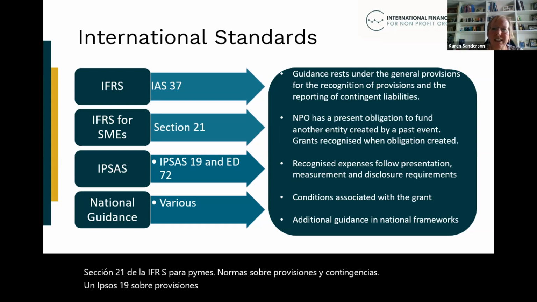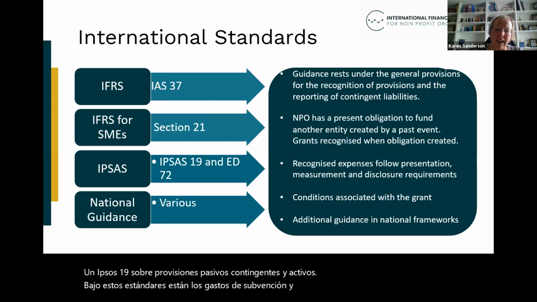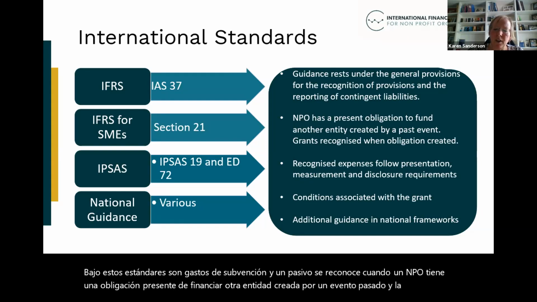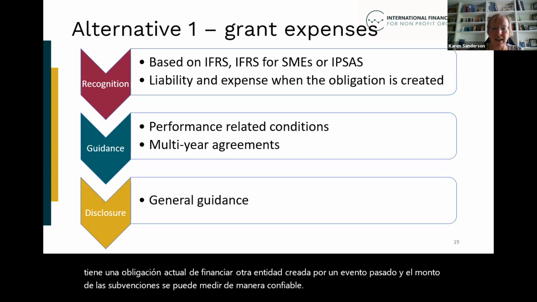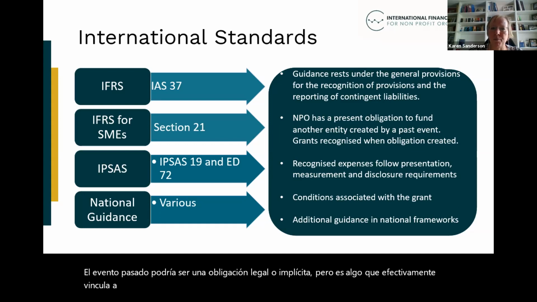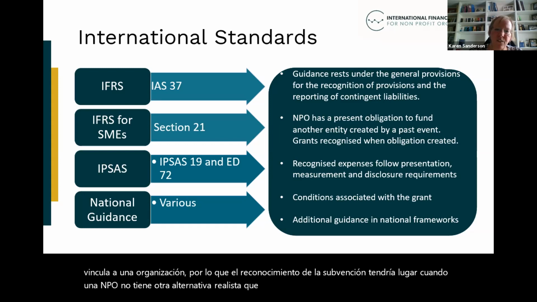Under these standards, a grant expense and a liability is recognised when an NPO has a present obligation to fund another entity created by a past event, and the amount of the grant can be reliably measured. The past event could be a legal or constructive obligation, but it is something that effectively binds an organisation. So recognition of the grant would take place when an NPO has no realistic alternative other than to settle an obligation to pay the grant, and therefore it's probable that there'll be an outflow of resources.